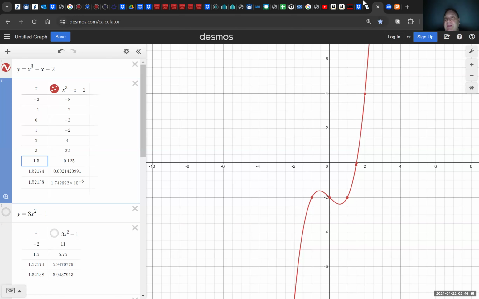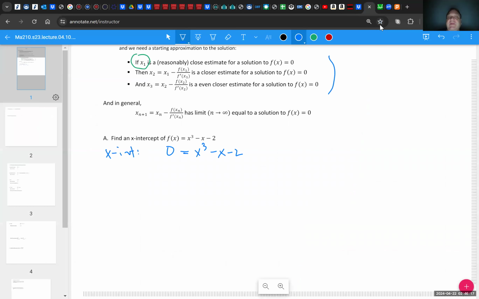So the first step is find some reasonably close solution. In this case, I'm going to be choosing x1 is equal to 1.5. I know it's between x equals 1 and x equals 2, so I'll just do that. And now we use this formula. We say, okay, well, we have an x2 value. Let me do it in red. x2 is equal to x1 minus the value of the function at x1 divided by the derivative at x1.